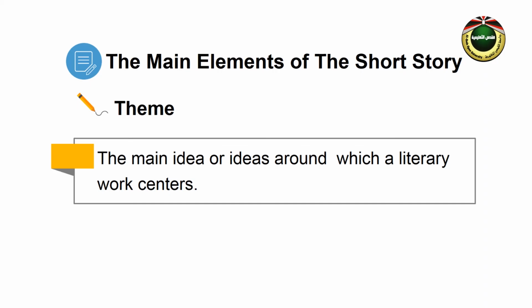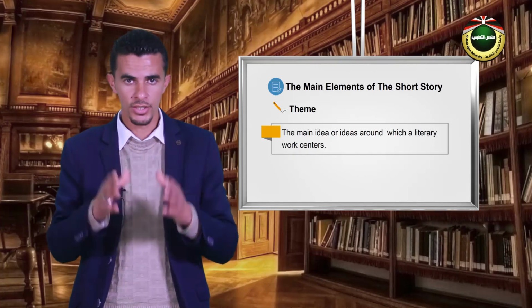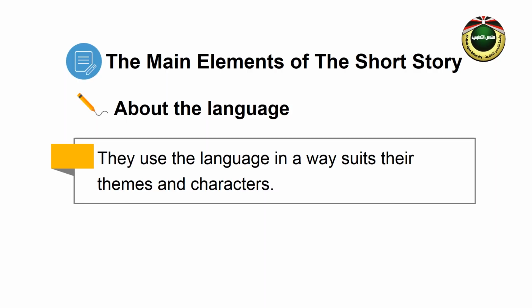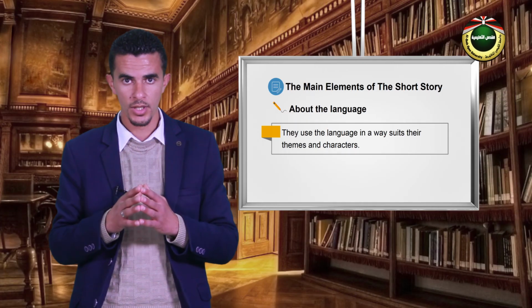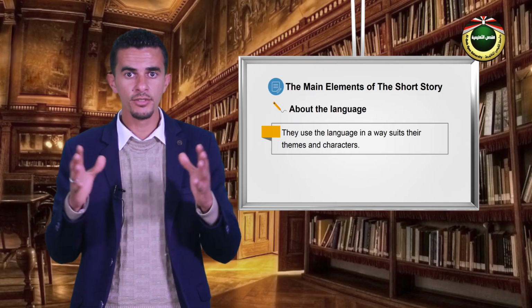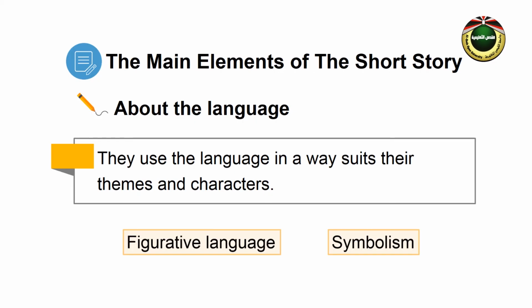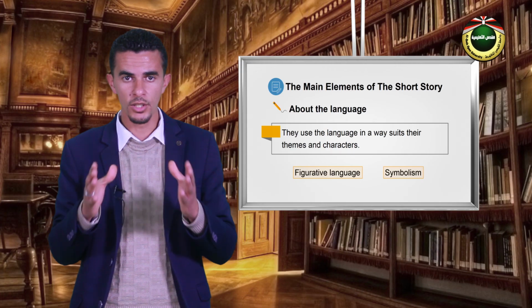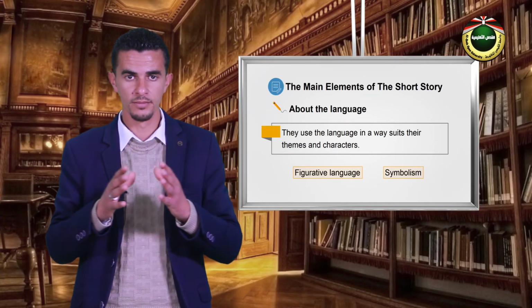Theme is defined as the main idea or ideas around which a literary work centers. About the language, the style differs from one author to another. They use the language in a way that suits their themes and characters, but in general, figurative language such as imagery and symbolism is heavily used in short fiction.